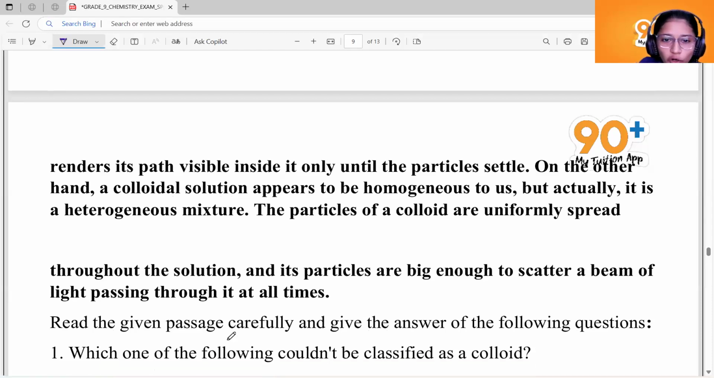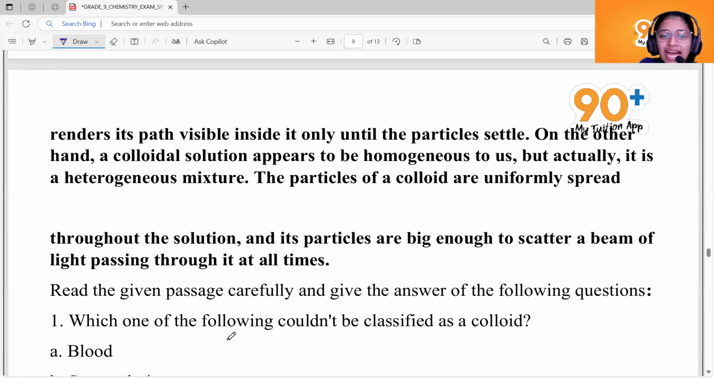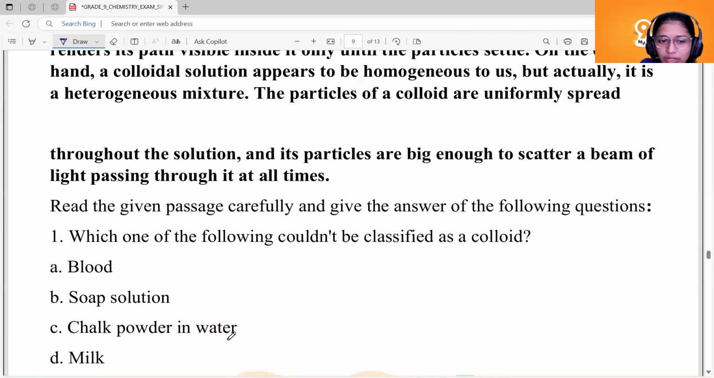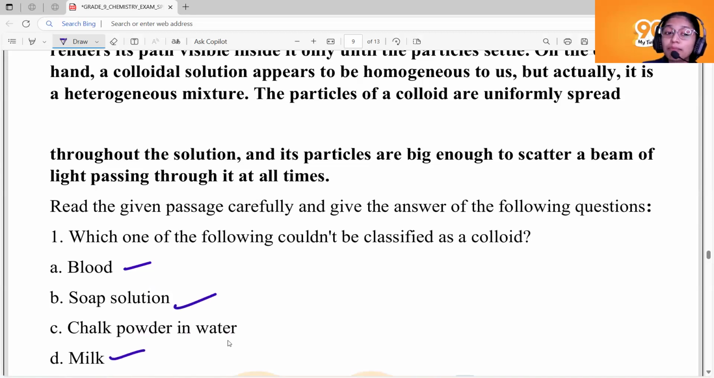Which one of the following couldn't be classified as a colloid? Blood, soap solution, chalk powder in water, and milk. What do you think is the answer? Blood is a colloid, soap solution is a colloid, milk is also a colloid, but chalk powder in water is a suspension. Okay, so option C is the answer.